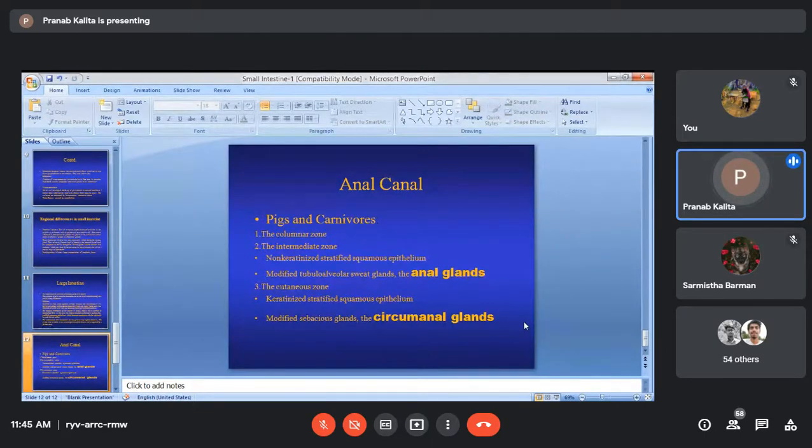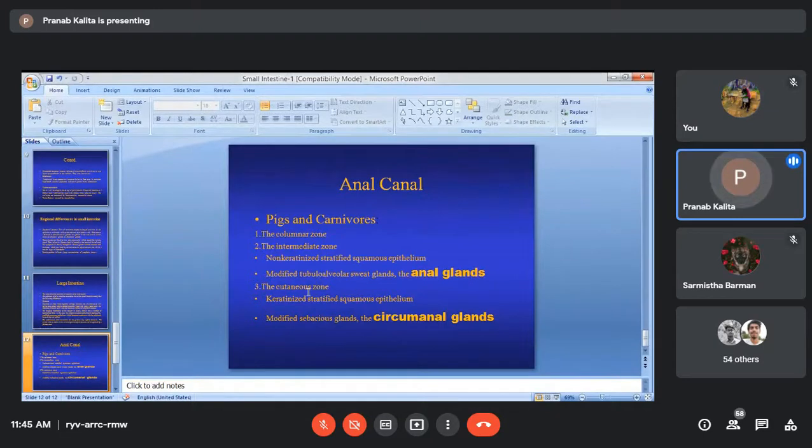And while talking about the columnar and intermediate zone, both these zones are lined by non-keratinized stratified squamous epithelium. And here you will find modified tubuloalveolar sweat glands. This is called the anal gland. See, modified tubuloalveolar sweat glands, the anal glands, in the case of pigs and carnivores. Okay?